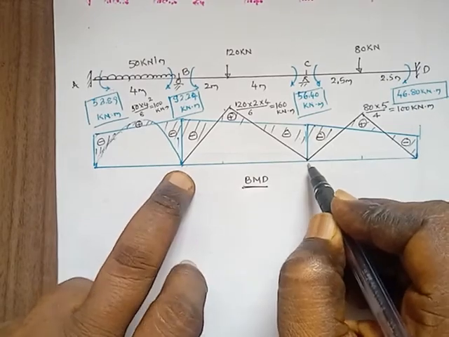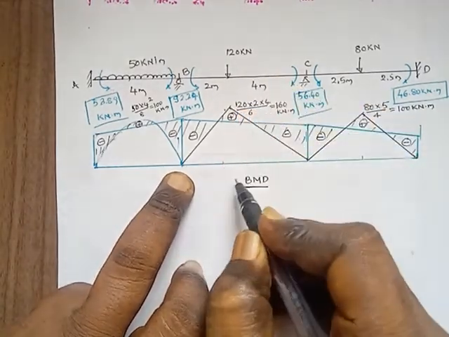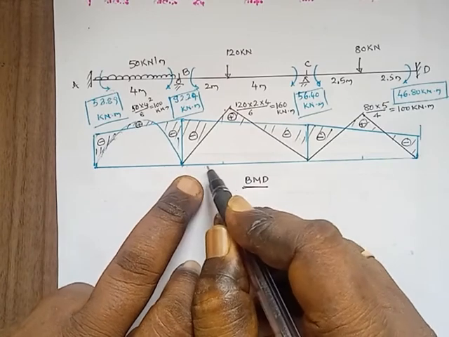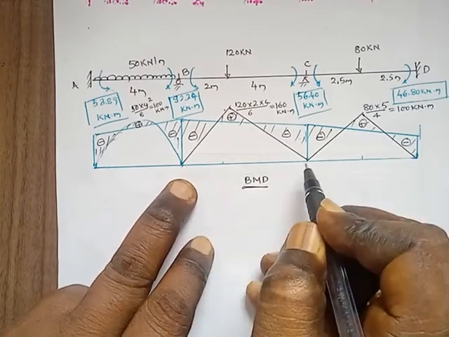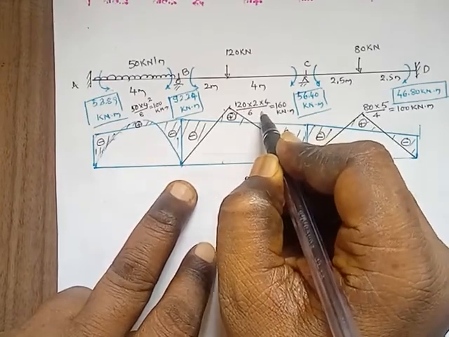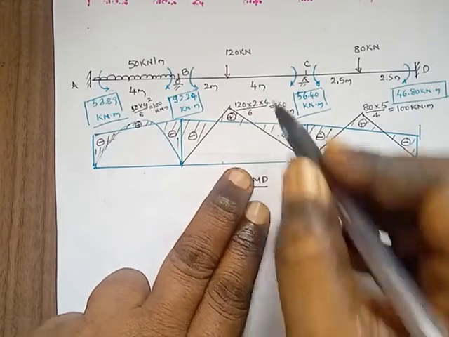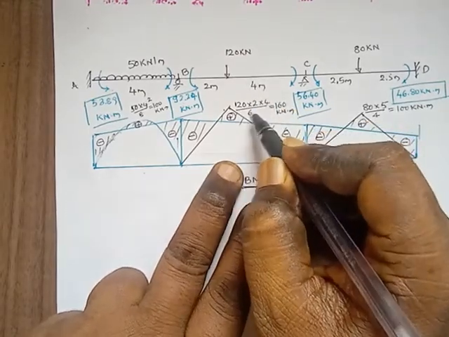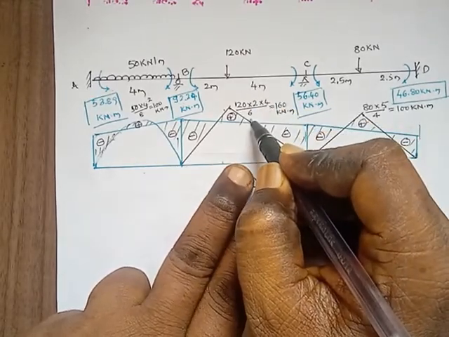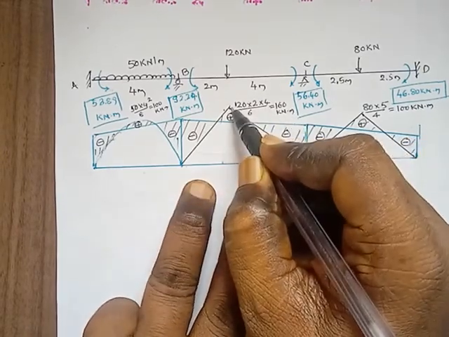Similarly, for the span BC, it is subjected to a point load of 120 kilonewton at a distance of 2 meter from B, 4 meter from C. Then this bending moment is WAB by L. Here A is 2 meter, B is 4 meter, L is 6 meter, W is 120. 120 into 2 into 4 divided by 6, that one is 160 kilonewton meter. This is the maximum bending moment.